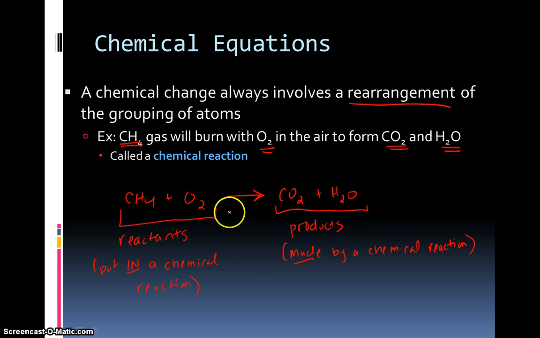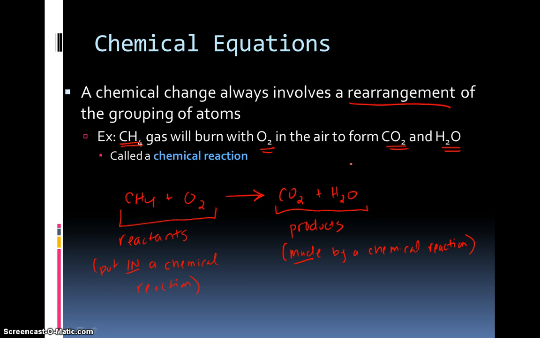And what we do with this arrow is you either read it as yield or to produce. So if we were reading this as a chemist, we would read it as CH4 plus O2 yields CO2 and H2O, or CH4 plus O2 react to produce CO2 and H2O. So this arrow is kind of showing us the change that's happening. So we're starting with these reactants and they're changing into these products.